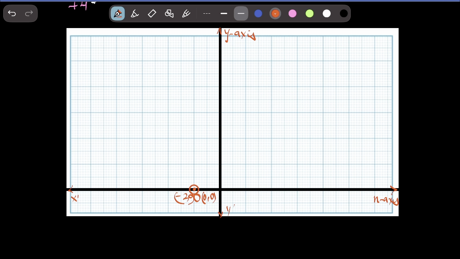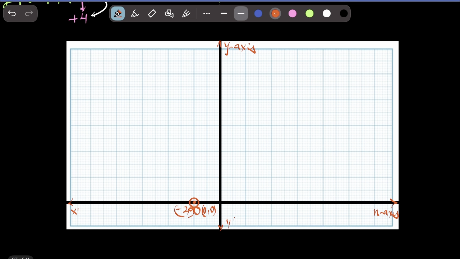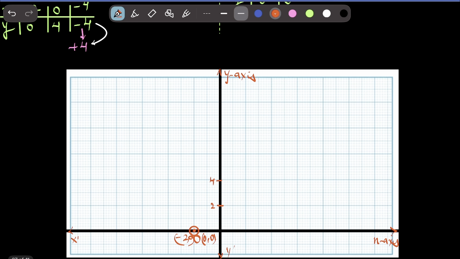This is going to be your point number 1. Next point is 0 comma 4. So this is going to be 2 and this one is 4. So we need to plot 0 comma 4. So yes, this is your 0 comma 4.